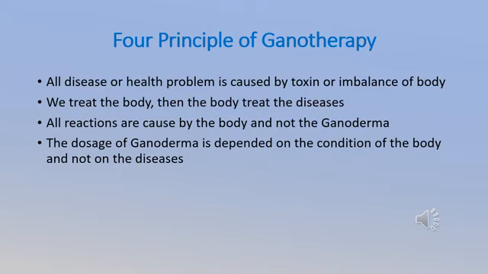The third rule is that all reactions are caused by the body and not Ganoderma. When people take Ganoderma, there are a lot of ailment reflections, or reactions, and then they get worried. Do not get worried. This is not caused by Ganoderma. It is caused by the body. The fourth rule is that the dosage of Ganoderma depends on the condition of the body and not on the disease. Many people ask me, for diabetes, how many RGGL should we take? How many spirulina should we take? These are wrong questions, because we do not treat disease. That is why our dosage does not depend on the disease, but on the condition of the body.